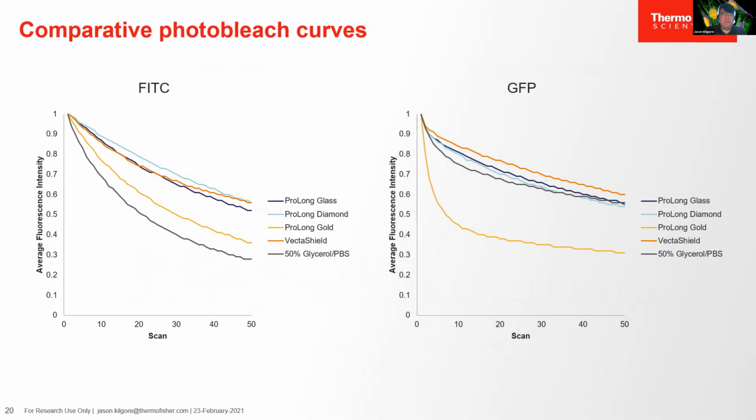So for FITC or fluorescein, they're on the left. You can see that Prolong Glass and Diamond and VectaShield are all quite good, and GFP on the right also, for those, retaining up to 60 to 70% of their initial intensity, even after 50 scans on a laser confocal system.